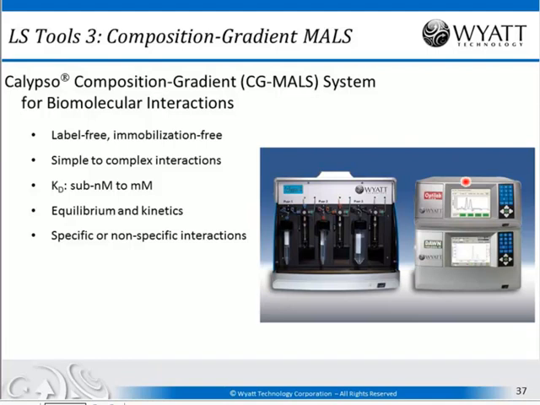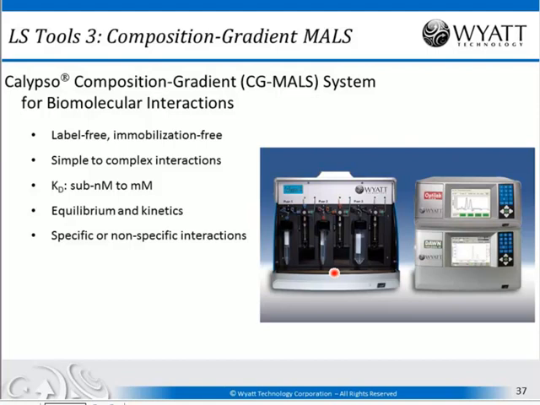Therefore, it's using the same detectors, the multi-angle light scattering detector and concentration detector, and instead of SEC, we're going to use a preparative system called the Calypso, which is the composition gradient system. Essentially what it does is prepare aliquots by mixing together different quantities of the proteins and diluent and injecting them into the light scattering detectors. This is a label-free and immobilization-free characterization of interactions.